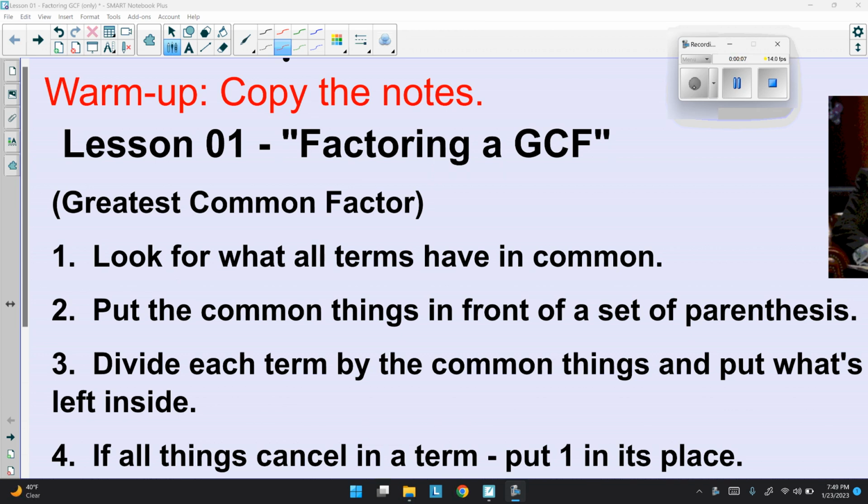Go ahead and pause the video so you can jot down these steps to solving with the greatest common factor. Then once you're done with that, hit play again.